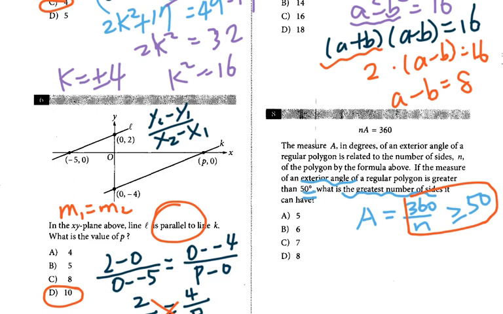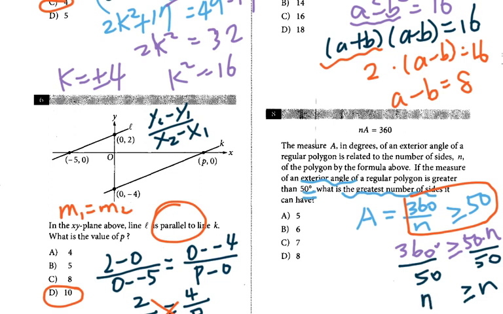I will multiply by n on both sides, and 360 is greater than or equal to 50 times n. Then I divide by 50 on both sides. Then I will get n less than or equal to, let me see, 7.2. So 7 will be the answer.